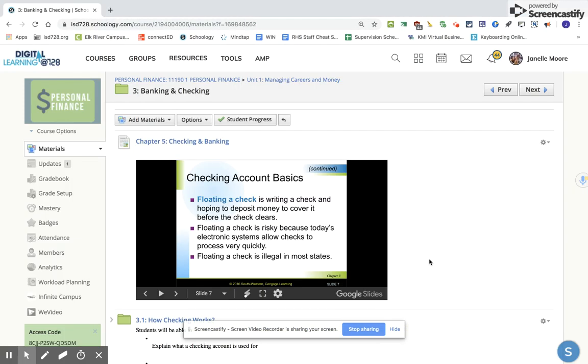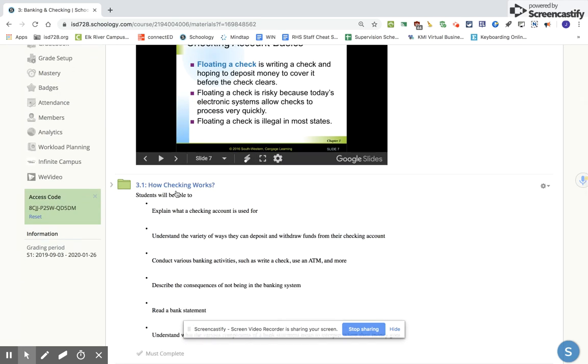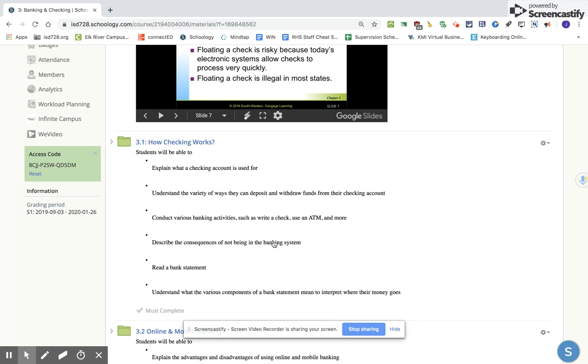I'm going to exit on this. I don't want to spend a ton of our time, but I will continue with checking later in the week. In this lesson, they go through what a checking account's used for, the variety of ways that you can deposit or withdraw your funds, looking at writing a check, using the ATM, obviously some of the consequences that come with not using the banking system correctly, how to read a bank statement, and then understand what the components are and how to interpret where your money goes.